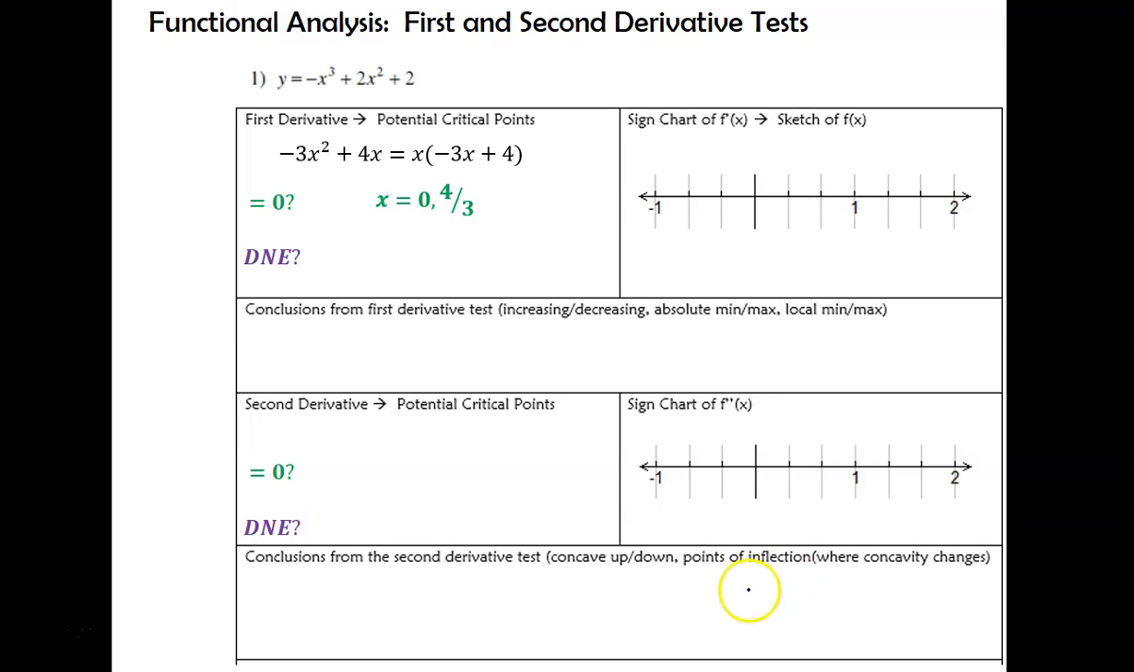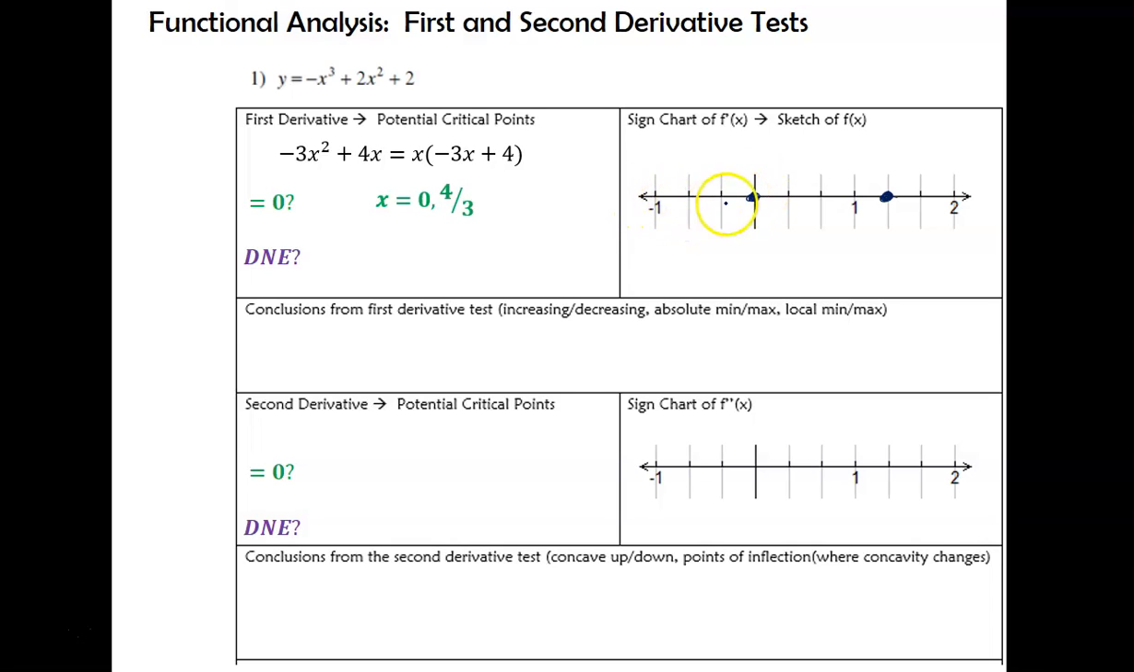Okay, now, as far as it not existing, again, it's a polynomial. It's never going to fail to exist, so I don't have to worry about that. So I have 2 points that I need to put on my sign chart. I need to put 0 on there and 4/3, which is 1 1/3. Okay. So I have these 3 intervals to test.